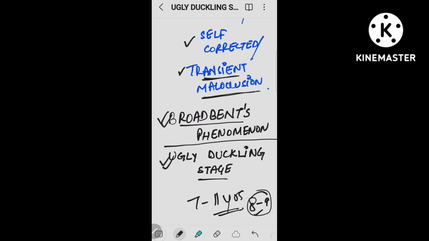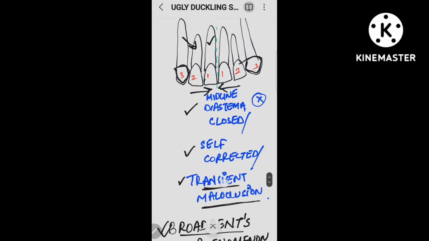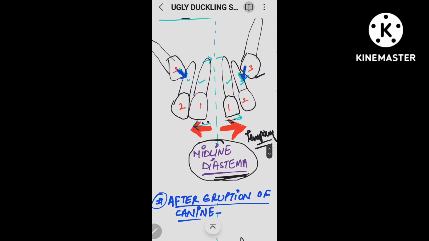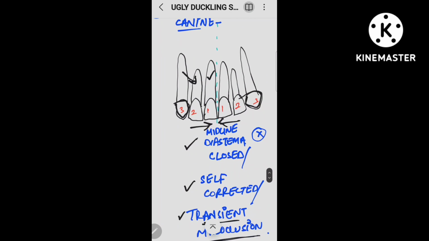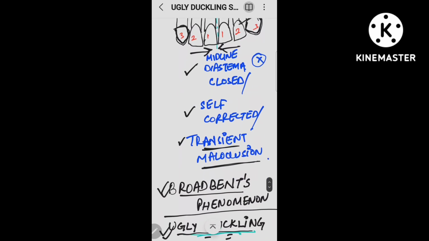Now the question may cross your mind: why is it called the ugly duckling stage? The reason is that when the midline diastema occurs in children, it looks like a duck face, which is very ugly. The patients or the parents bring their child to the clinic with the complaint that the child doesn't look nice and there is an unwanted space between the teeth at this particular age. So we need not bother or worry about it. That is the stage which will correct on its own, and hence it is called transient malocclusion.